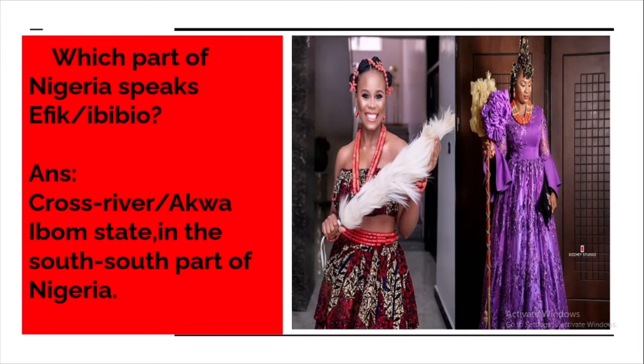The second one is the Ibibio language. It is spoken in Akwa Ibom State and is the common language in Akwa Ibom State. Though we have other languages in Akwa Ibom State like Anang, Eket, Oron, etc., the common language is Ibibio. So if you know how to speak Ibibio, you will be able to communicate very well with people in Akwa Ibom State. You learn the common language first before you go deep into the local language. Akwa Ibom State and Cross River are found in the south-south part of Nigeria.